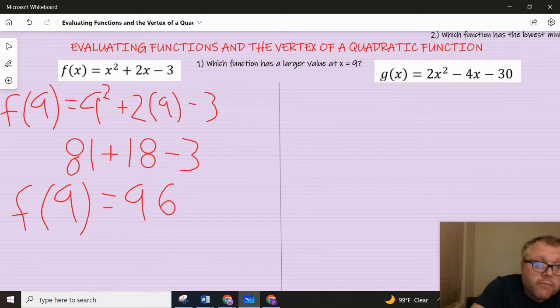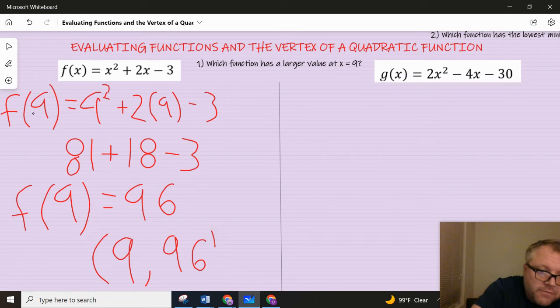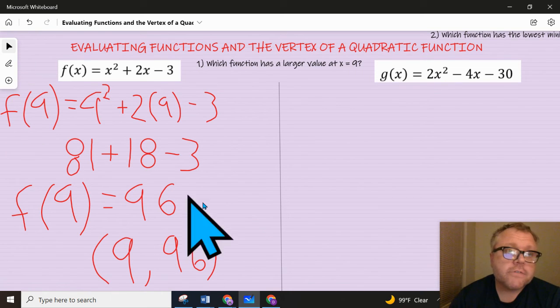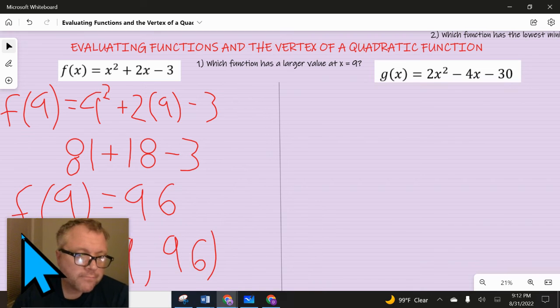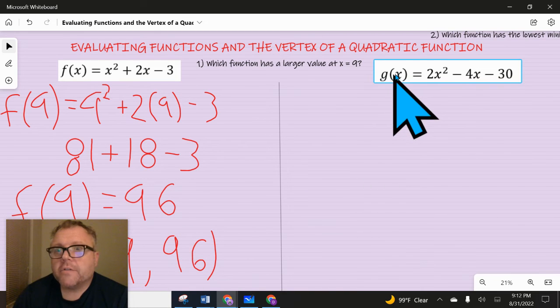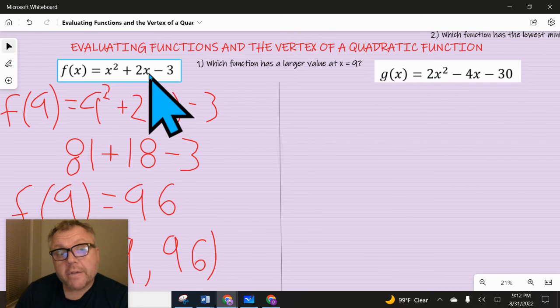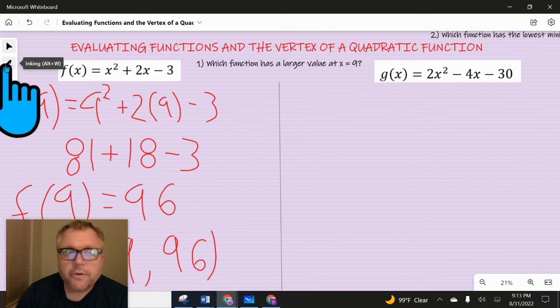Maybe you want to express that as a coordinate point on the parabola. You do so like this. Well, that's fun, right? All right, so that's for f of x. Now let's see what's going on with g of x. Here's g of x over here. G of x is 2 times x squared minus 4x minus 30.